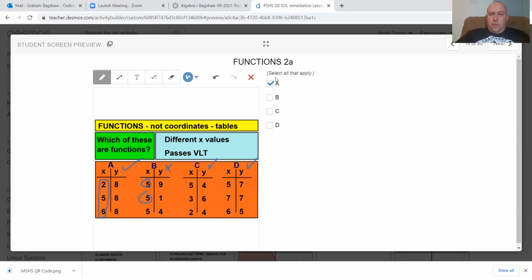So this is one where, notice it says select all that apply. So it is possible you can have a question where there are multiple correct answers.